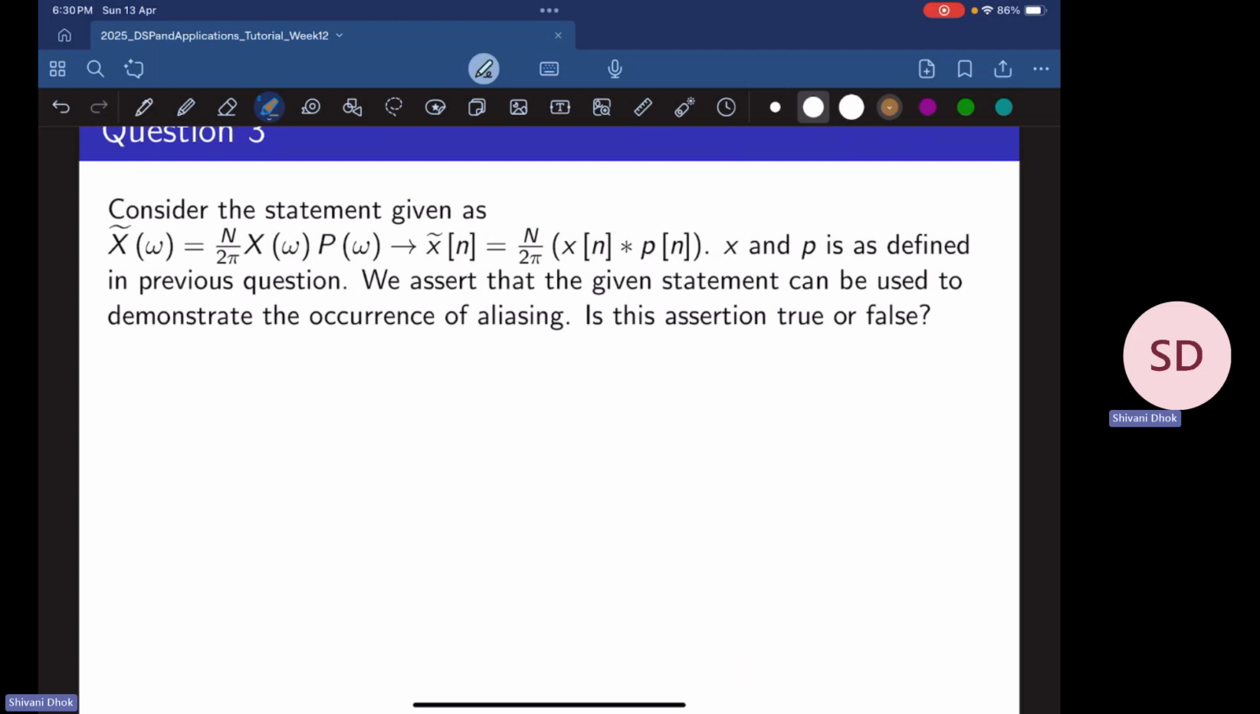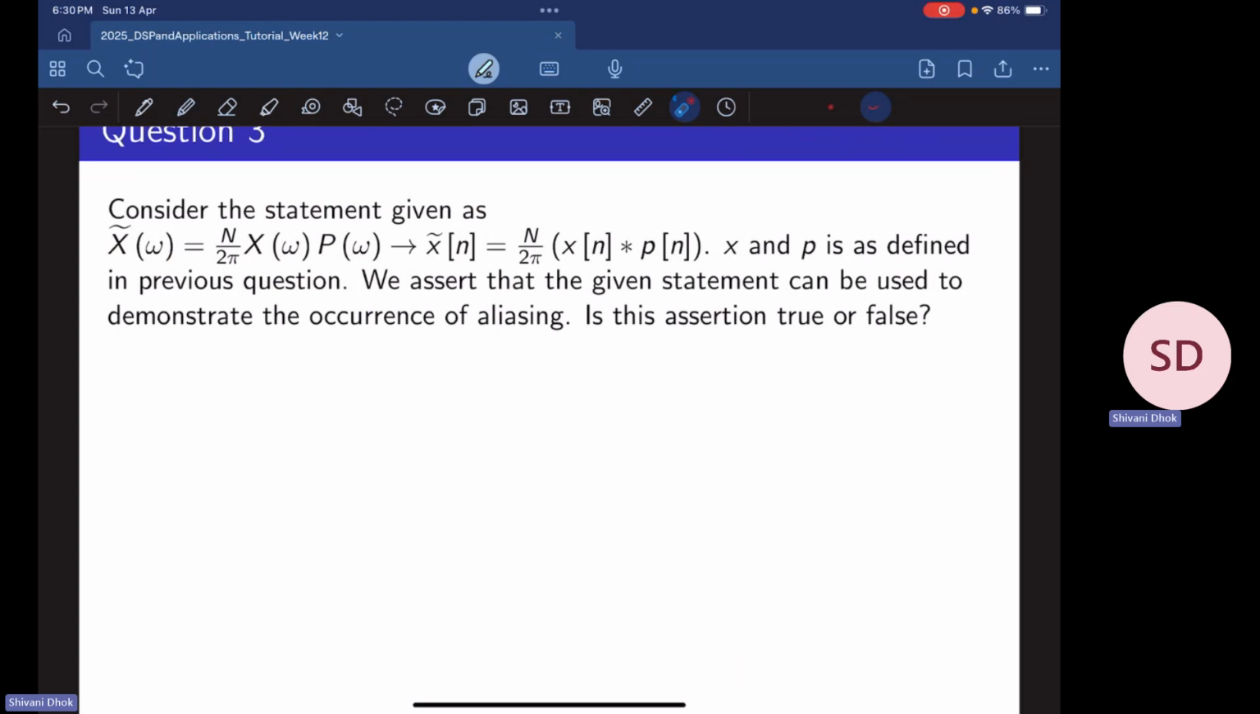So here the question says: consider the given statement where x tilde of omega is N over 2 pi X of omega into P of omega, and this has its inverse DTFT as x tilde of n, which is N over 2 pi x of n convolved with p of n. Here x and p are as defined in the previous question. We assert that the given statement can be used to demonstrate the occurrence of aliasing. Is this assertion true or false?